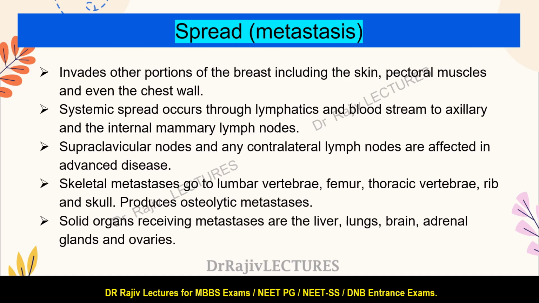Skeletal metastasis occurs through the bloodstream to lumbar vertebrae, femur, thoracic vertebrae, ribs, and the skull in order of decreasing frequency. Breast cancer produces osteolytic metastasis. Solid organs receiving metastasis from breast carcinoma are the liver, lungs, brain, adrenal glands, and ovaries. Recognition of circulating tumor DNA in peripheral blood samples has shown prognostic significance and can be used to monitor treatment response.